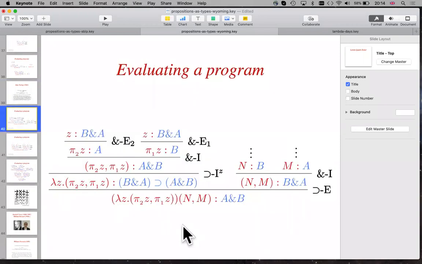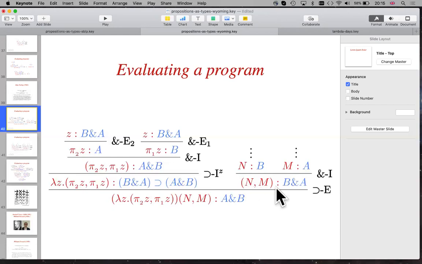Okay, so let's look at evaluating a program. So here's an NM pair. Like B might be int and N might be 3, and A might be int and M might be 2. So this is the pair 3, 2, which is a B followed by A pair. And here's this function we wrote before to swap things. It takes a BA pair and returns an AB pair. So we're going to apply this function to that pair. And let's evaluate that.